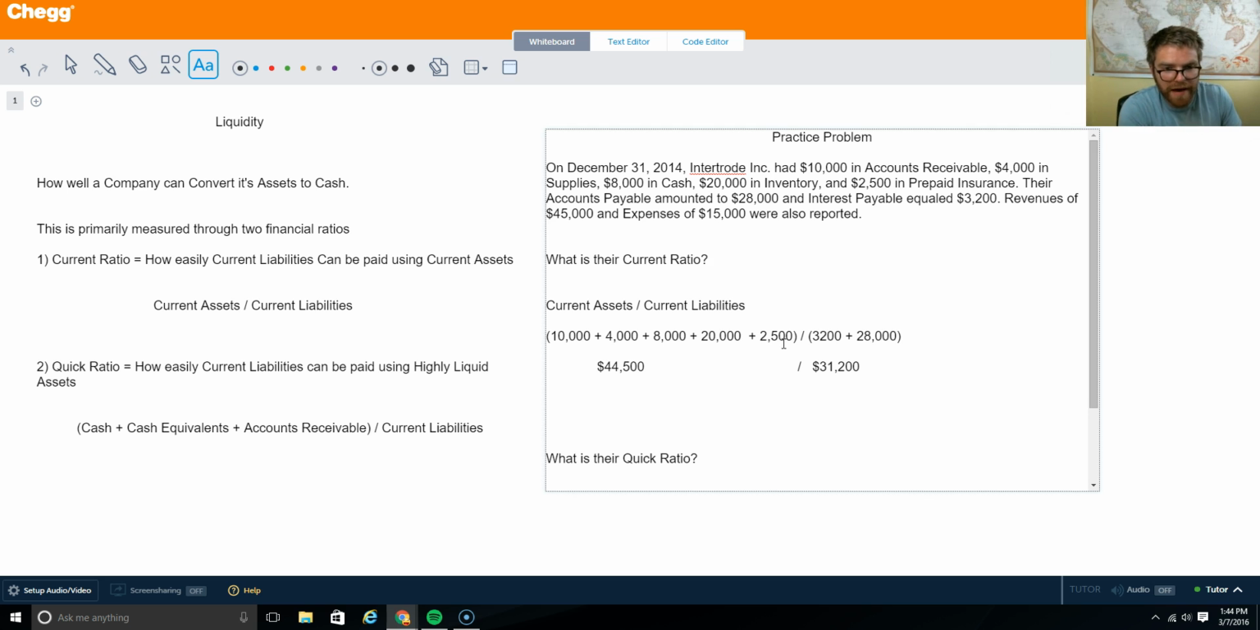Okay, so they have a current ratio of 1.41. So it's definitely over 1, which is good. Another way to say this is that their current assets are 1.4 times the amount of their current liabilities. So they definitely have sufficient enough current assets to pay off those current liabilities. So that's the current ratio. So far, Intertrode Inc., they are fairly liquid. They can pay off their current obligations fairly easily with their current assets.